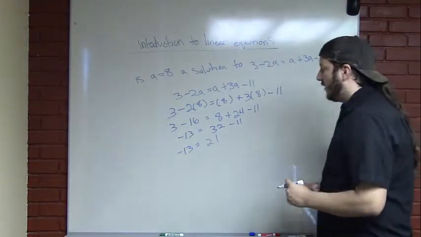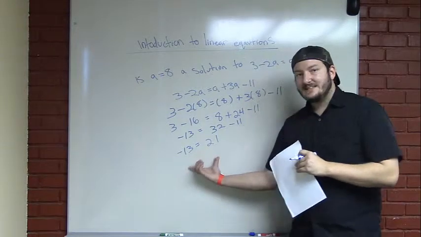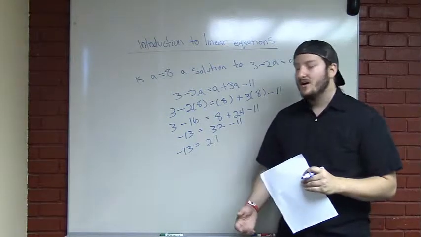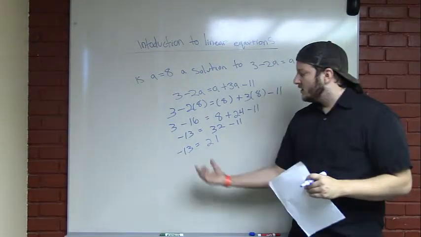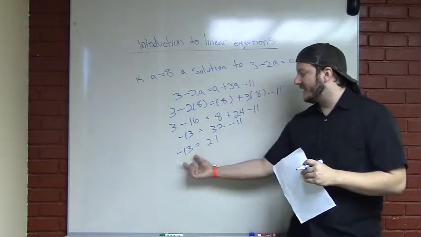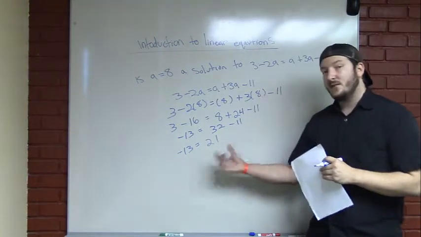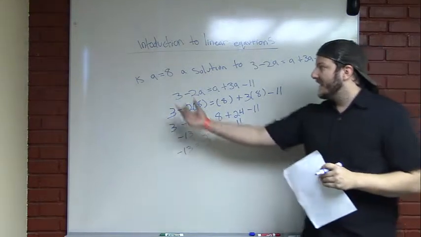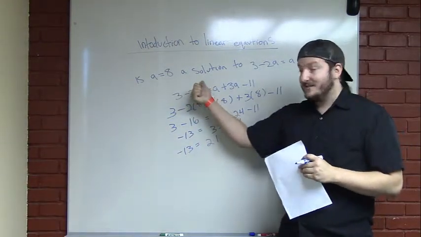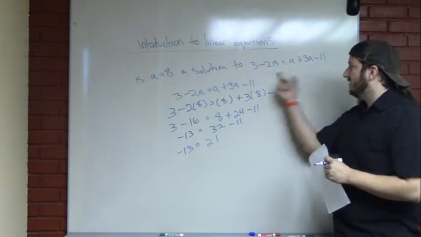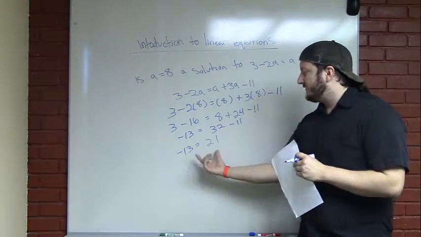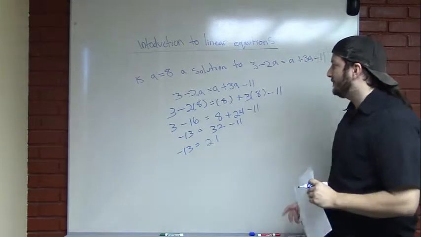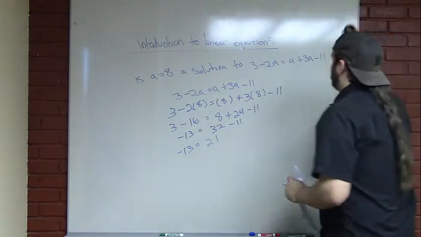21. Now, is this statement here true? Does negative 13 equal 21? Well, it doesn't even make any sense, okay? So when you get opposite numbers here, like something on the left and something on the right that are completely different, the answer is no, okay? A equals 8 is not a solution to this equation, okay? So whenever you get something that's just nonsense, it's just, no, it doesn't work. Wrong, okay? So hopefully that makes sense.